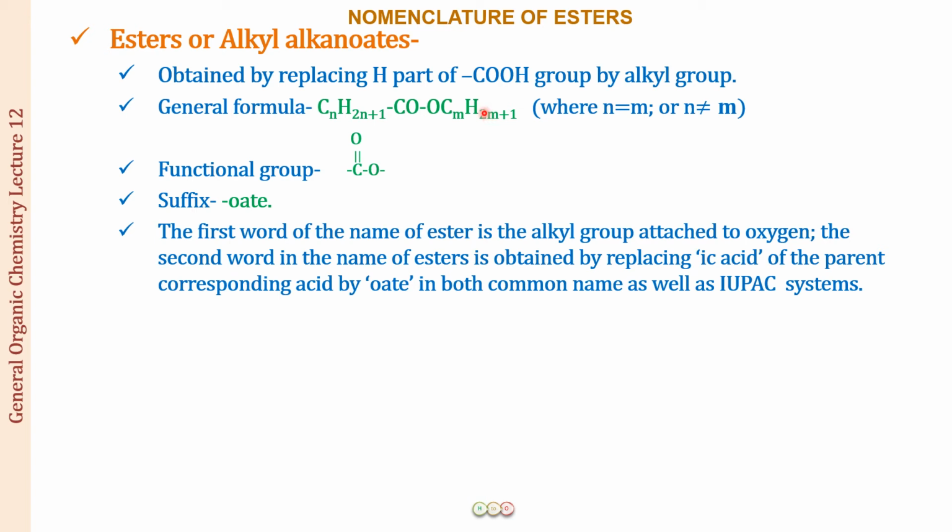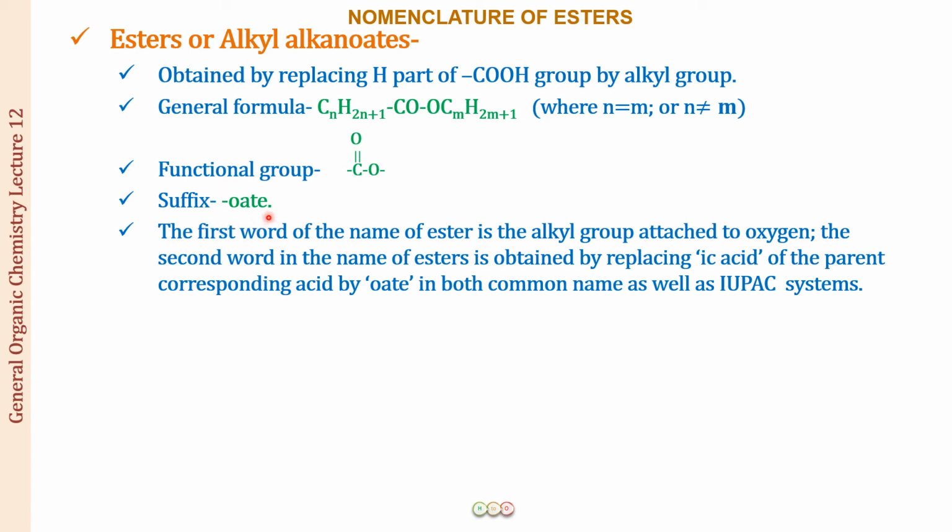In the ethers, what we had was an oxygen, and on either side of the oxygen we had alkyl groups. Now we have a COO group. On either side of the COO group we have the alkyl groups, and then we call them the esters. And this n and m, again, they may not be equal. So the functional group is going to be the COO group. The suffix we will be using is going to be oate.